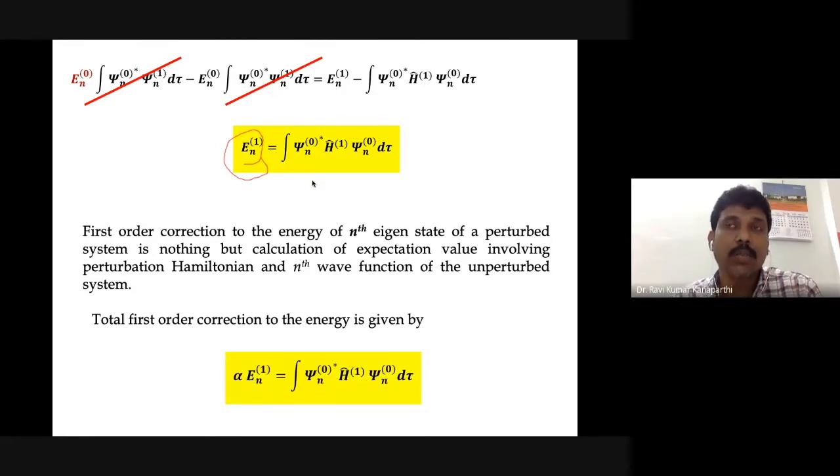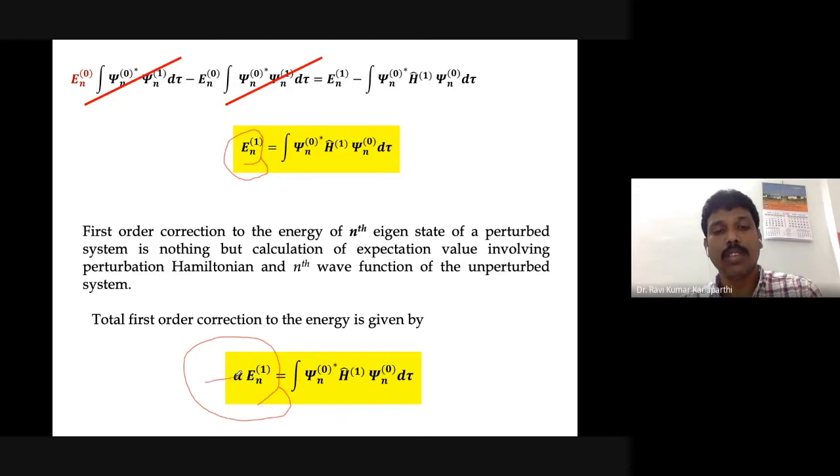Please recall what exactly the first order correction is in the Taylor expansion series of the perturbed eigenvalue. That is nothing but En of alpha, which is expressed as E0 plus alpha times En of 1. This particular quantity, alpha times En of 1, is the actual first order correction.